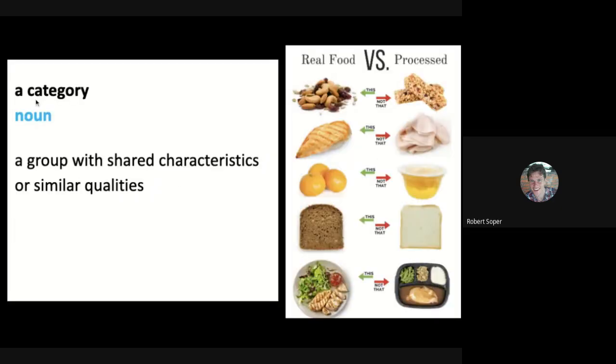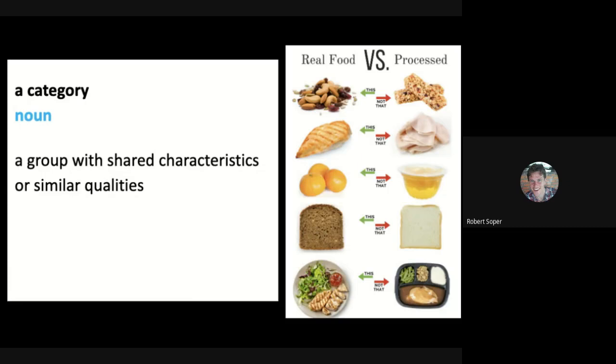Okay, so this word is category. Category, category. And category is a noun. It means a group with shared characteristics or similar qualities. So I could list four things in the animal category. I could say, well, a dog will go in the animal category. A cat will go in the animal category. A mouse will go in the animal category.